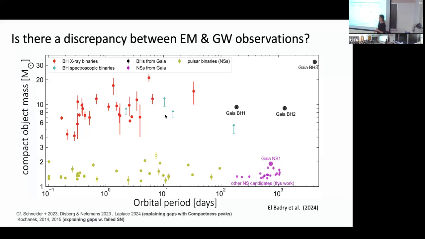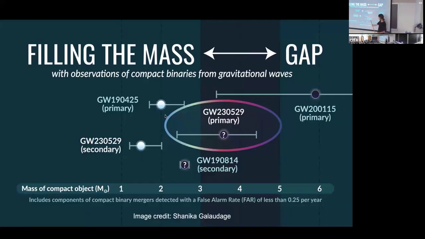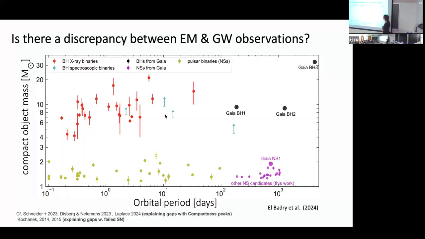Okay, so basically this same month, April, everyone's like, yay, there's no gap. And then the same month, Kareem al-Badri came with this plot, which shows all the Gaia neutron stars. This is pulsars, so galactic neutron stars, X-ray binaries that we now have, which are of the order of 20 right now, and then some spectroscopic binaries that we've been detecting, and the Gaia black holes that you might have heard of. And so this is the mass on the y-axis, the orbital period. And so these are all wildly different populations.